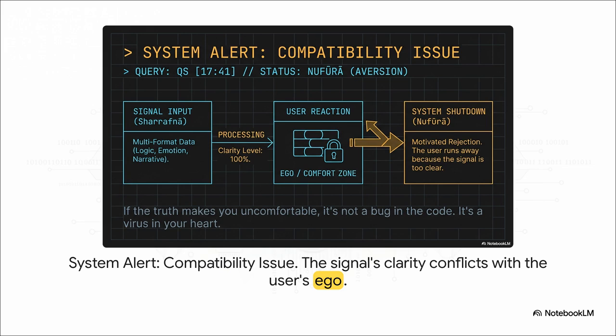And next up, a system alert for a major compatibility issue. This is what happens when the signal's clarity is at 100%, but it directly conflicts with the user's ego or their comfort zone. The user ends up rejecting the output, not because it's unclear, but because the truth it's showing them is just uncomfortable. As it says here, it's not a bug in the code, it's a virus in your heart.